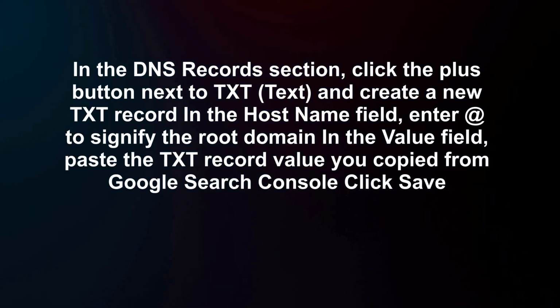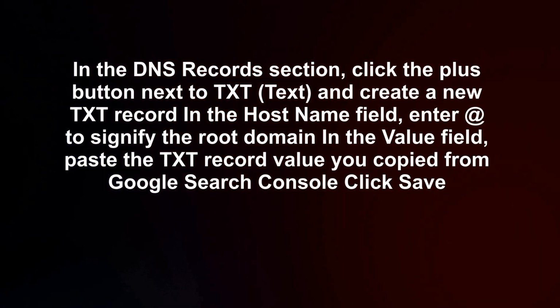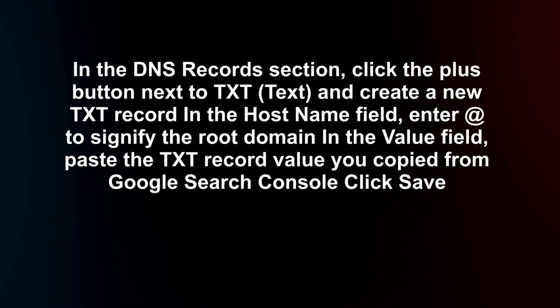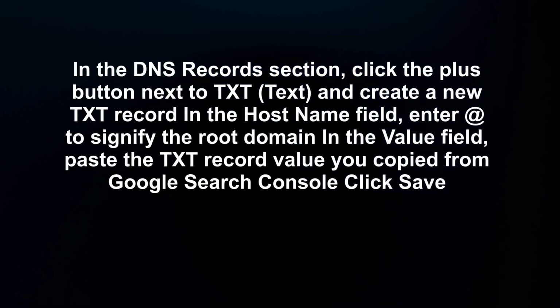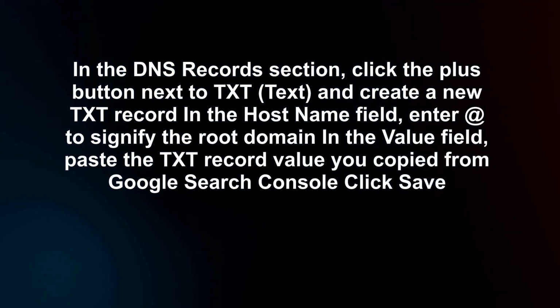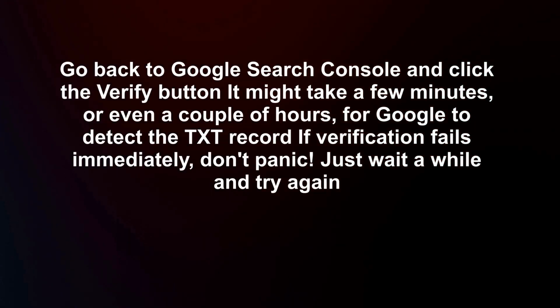In the DNS Records section, click the plus button next to TXT and create a new TXT record. In the hostname field, enter @ to signify the root domain. In the value field, paste the TXT record value you copied from Google Search Console. Click Save. Go back to Google Search Console and click the Verify button.